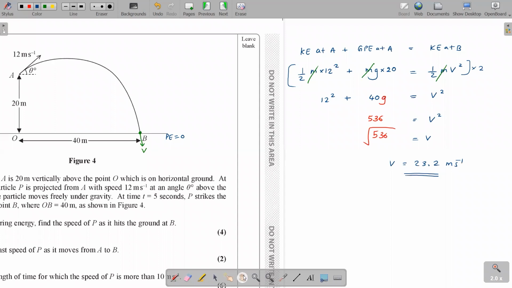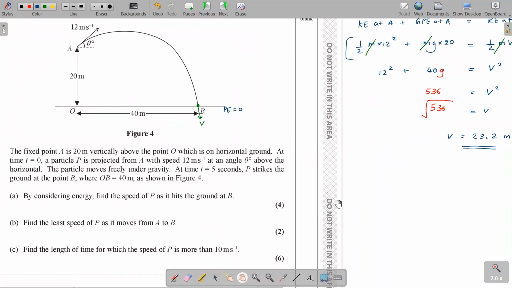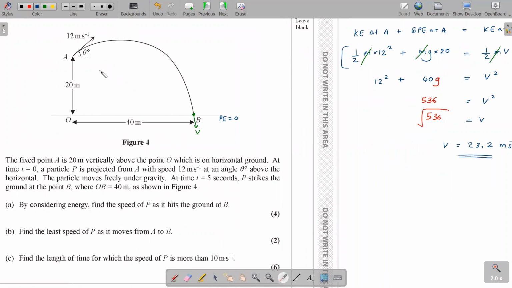Is that clear? Then moving on to part B, find the least speed of P as it moves from A to B. So when the particle moves from A to B, the next thing you need to realize is how to calculate the least speed. Least speed in a projectile, we say the lowest speed is normally occurring at the highest point. Why is it the lowest speed at the highest point? Because at the highest point, the vertical component of velocity will be 0.